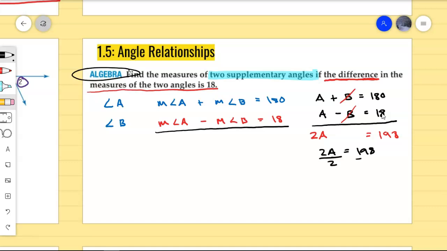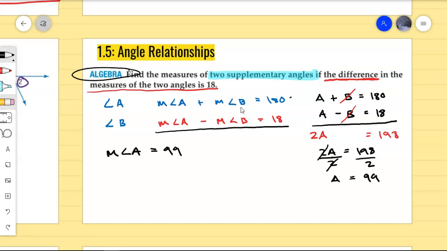So if I divide both sides by 2, that's going to give me that A is equal to 99. In other words, the measure of angle A must be 99 degrees. So angle A is 99 degrees. Just a little nuance there. So if A and B add up to 180, and we're telling you that A is 99 degrees, you can figure out what B is. You can solve a little equation for yourself.